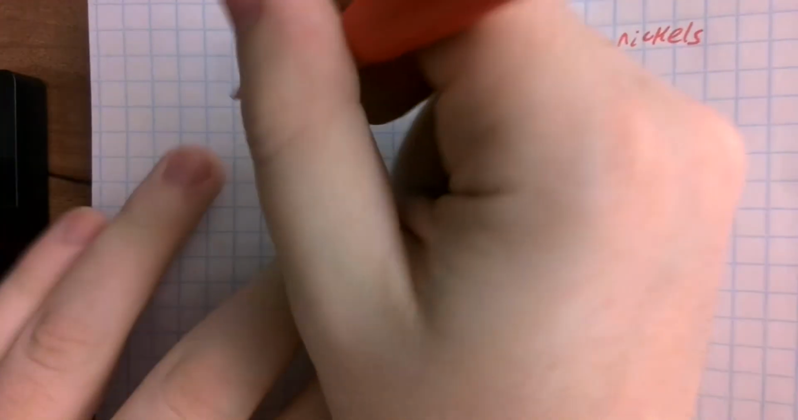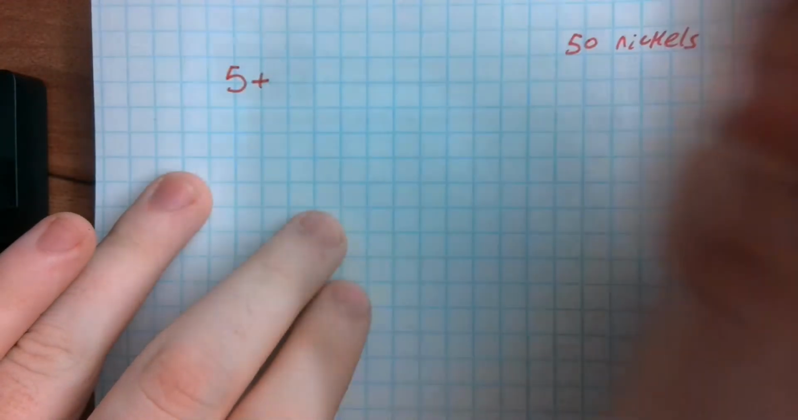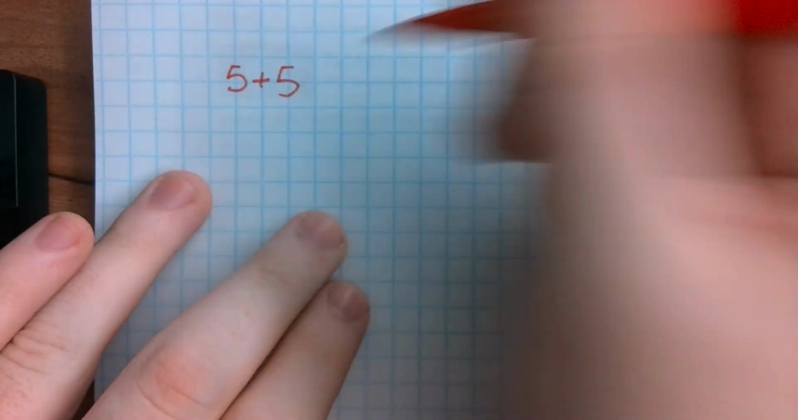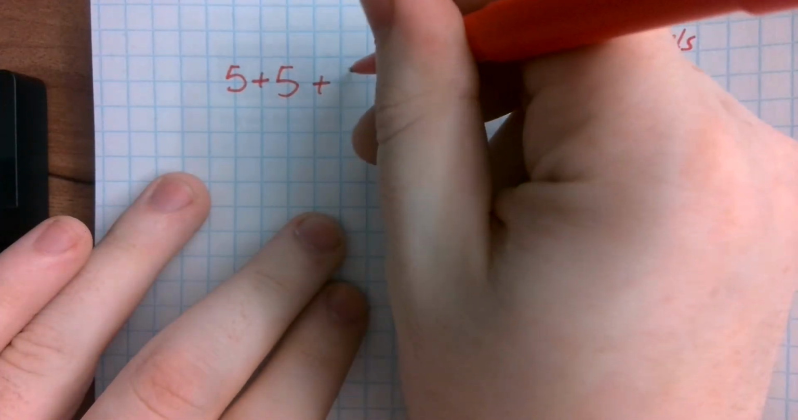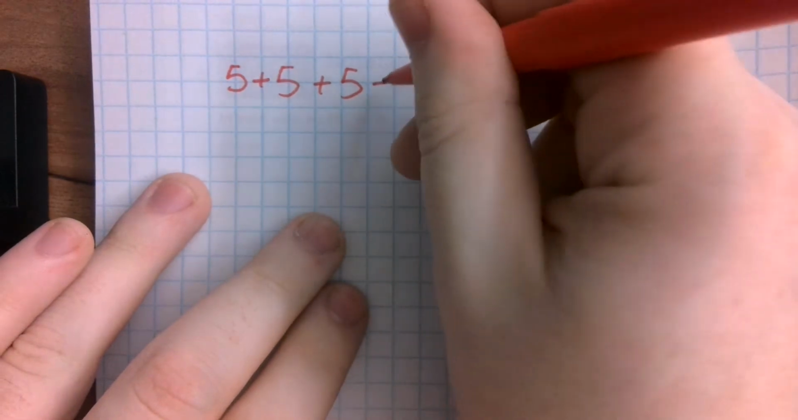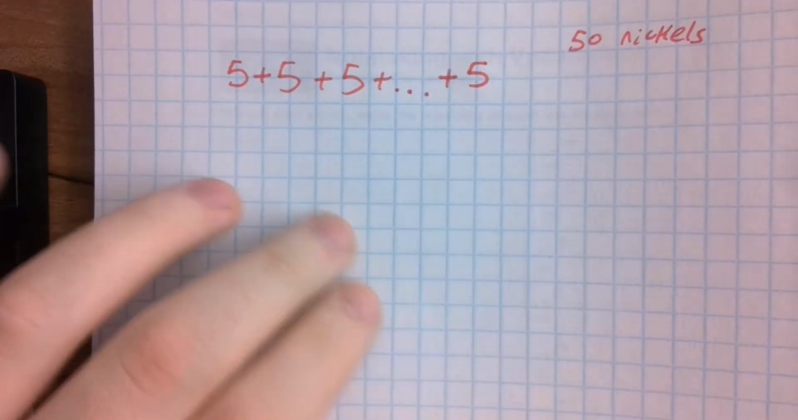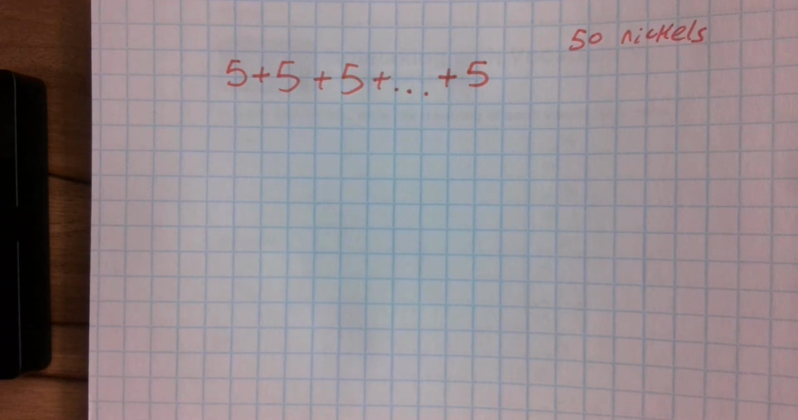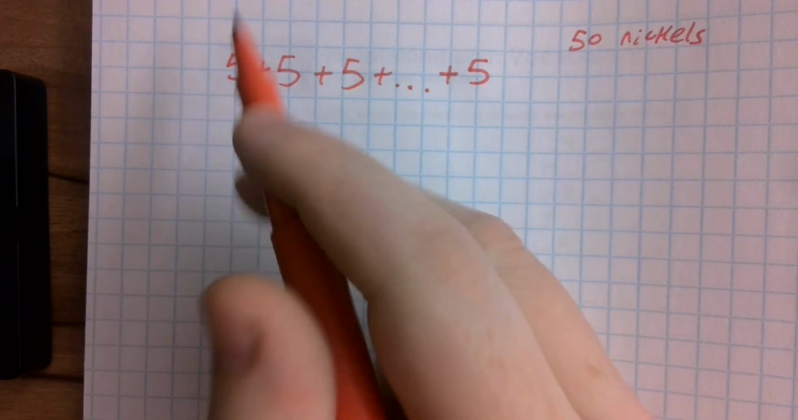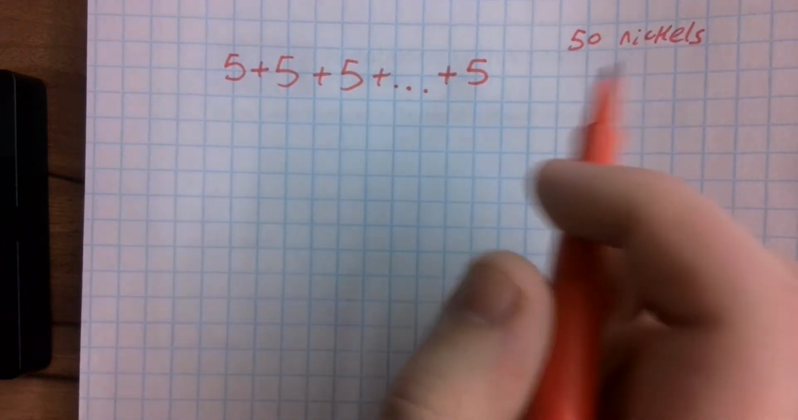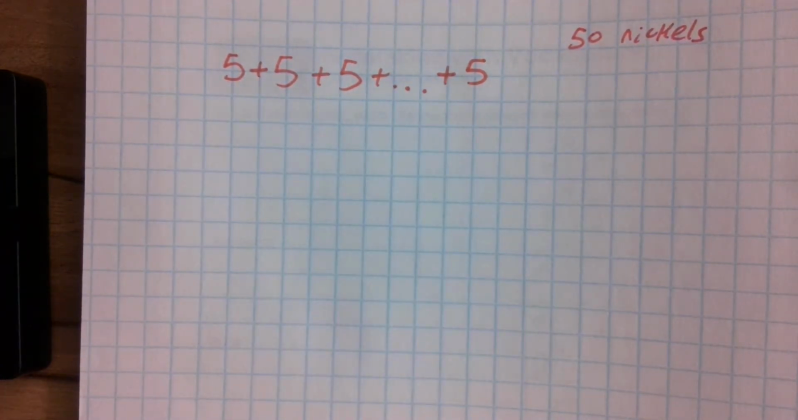So I take a nickel out, that's 5 cents. I take another one out, it's another 5 cents. I take another one, that's another 5 cents. And I keep on taking out one nickel at a time until I add up all 50 nickels. Now, you could figure out how much change you have based on just adding up 5 plus 5 plus 5 plus 5 plus 5, 50 times. But it seems a little bit excessive, right?